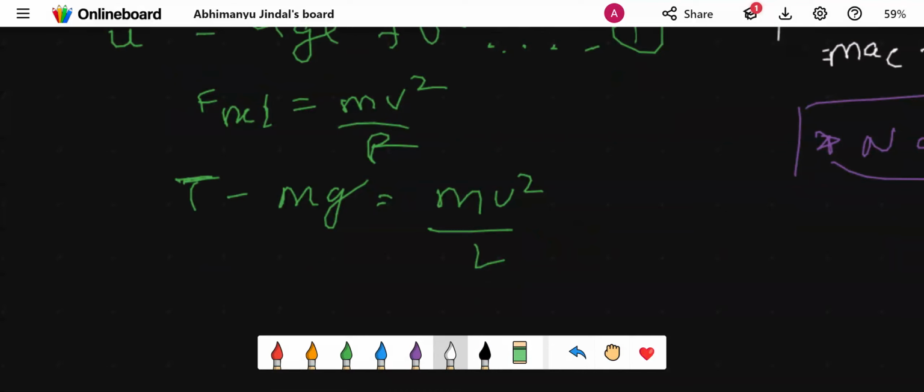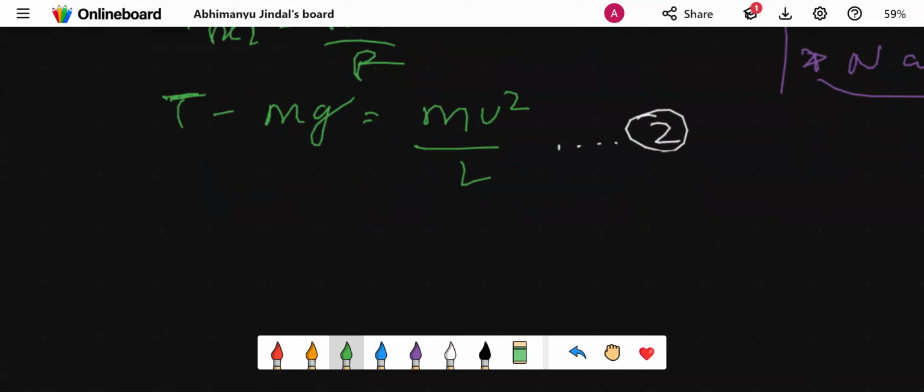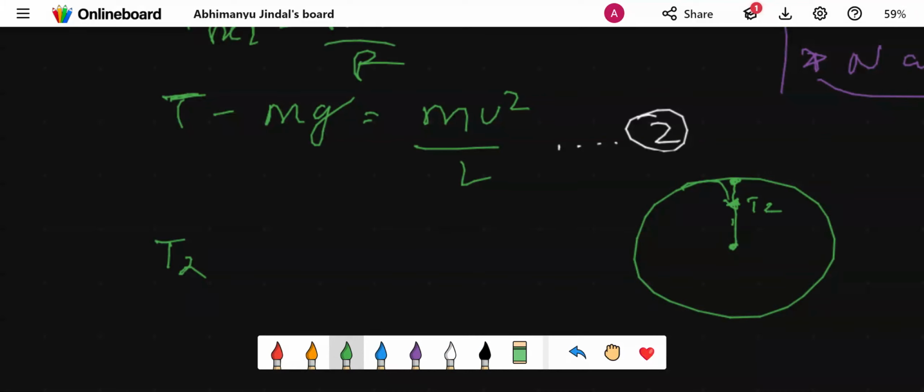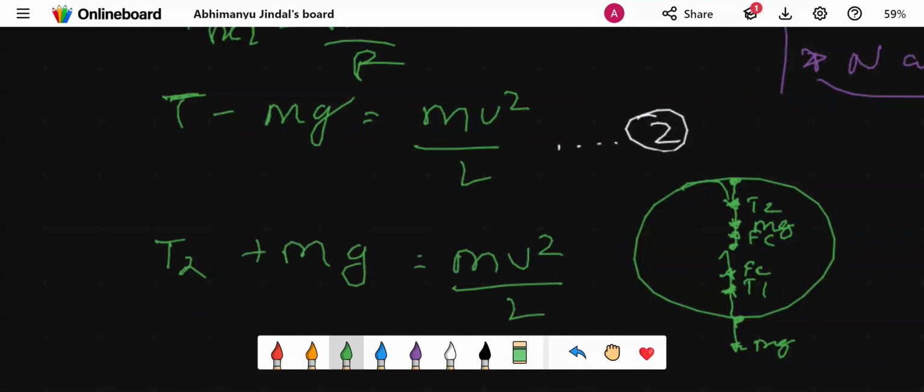Now, okay, this is equation number 2. Equation number 3 is at the top, which is tension 2, which is in the bottom. So this is how it looks. Below is tension 2, here is mg, whereas for the bottom it's tension 1 above, mg downwards, F centripetal. So tension 2 plus mg equals mv square by L, because here the velocity is v, and here the velocity is u, right?